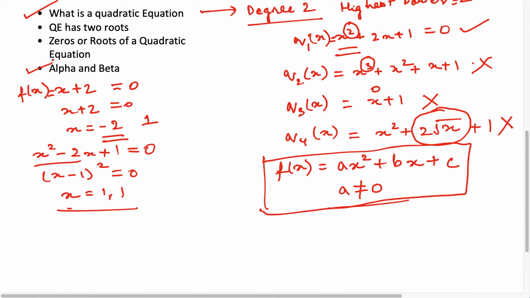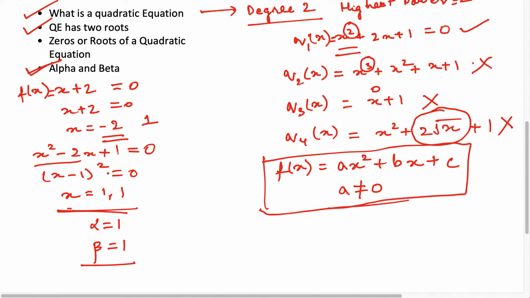A quadratic equation always and always has two roots, and those two roots are denoted by alpha and beta. So I told you that a quadratic equation has two roots, and those two roots are denoted by alpha and beta. If you look at this example which I gave you, x square minus 2x plus 1, here alpha is equal to 1, and here beta is also equal to 1. So the two roots are same, alpha equal to 1 and beta equal to 1.